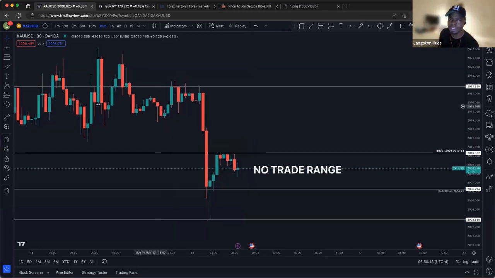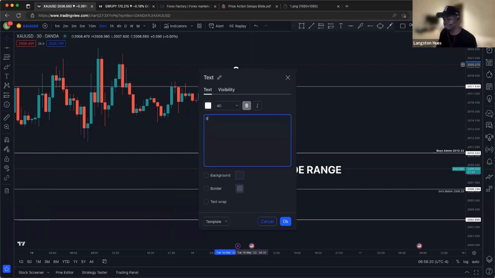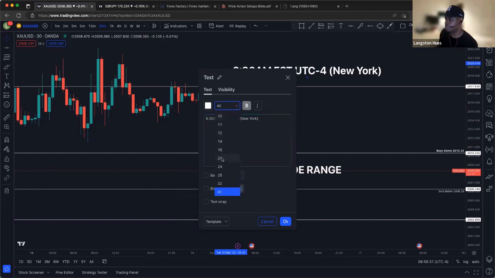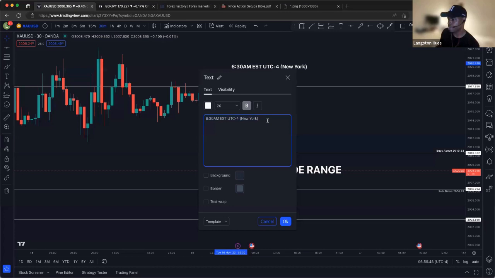But here's the thing that's interesting, right? If we say that we're coming on the charts at 6:30 a.m. Eastern Standard Time, which is UTC -4, essentially New York, right? So if we're on the chart from 6:30, that means we have an opportunity to trade at 7, at 7:30, at 8, and at 8:30, at 9, also at 9:30, 10, and then also at 10:30.